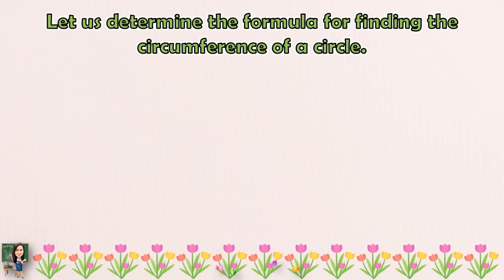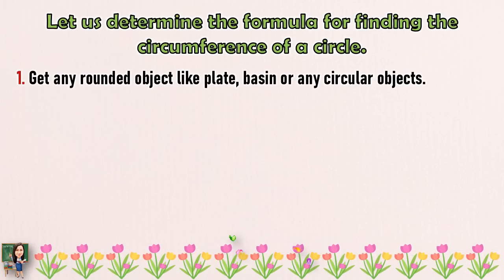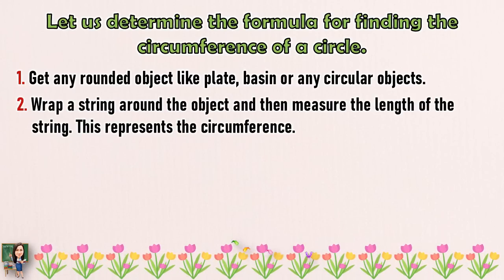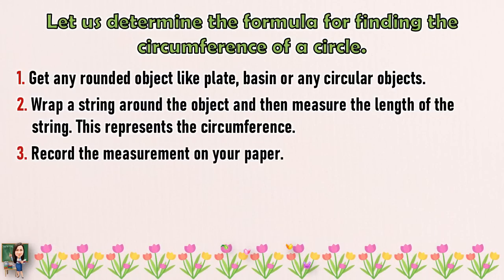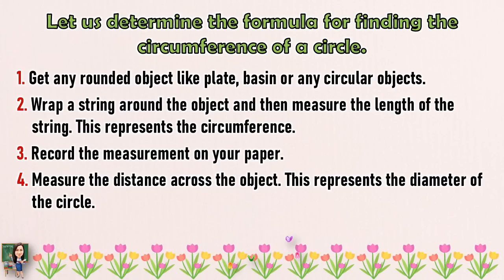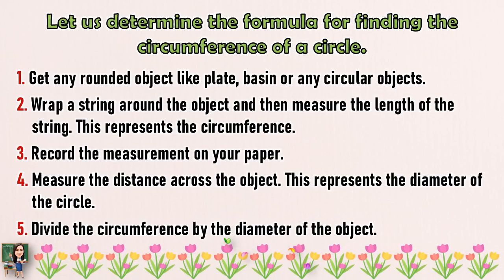Let us determine the formula for finding the circumference of a circle. First, get any rounded object like a plate, basin, or any circular object. Second, wrap a string around the object and then measure the length of the string. This represents the circumference. Third, record the measure on your paper. Fourth, measure the distance across the object. This represents the diameter of the circle. And fifth, divide the circumference by the diameter of the object.